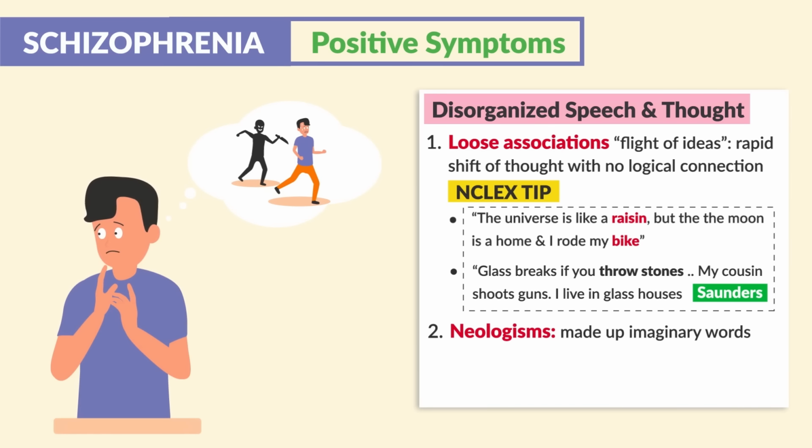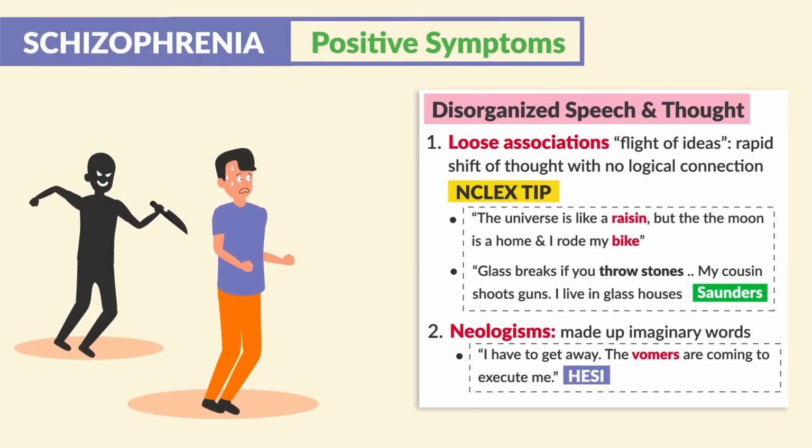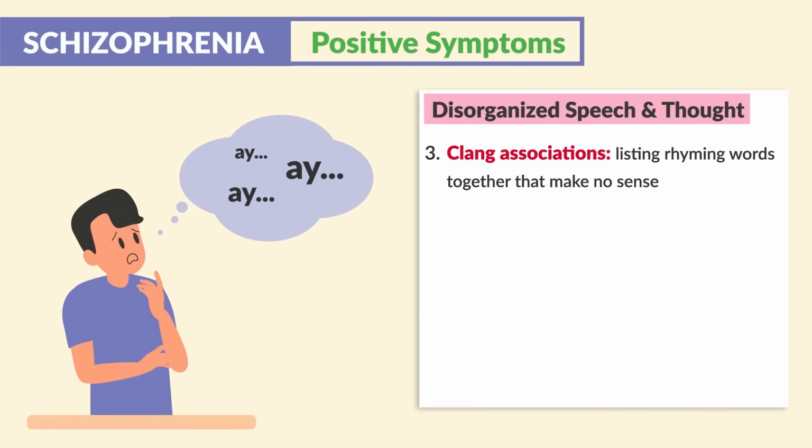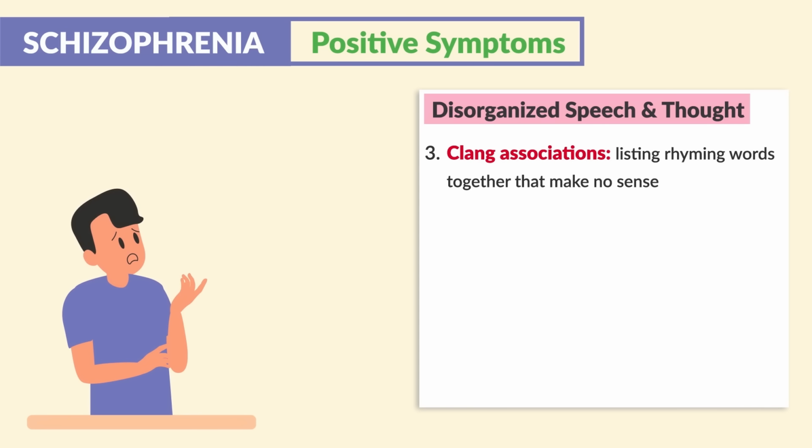Now, number 2 is neologisms, made up imaginary words. For example, Hesi mentions, "I have to get away. The Vomers are coming to execute me." You see, Vomers is a made-up word. Number 3 is clang associations, listing rhyming words together that make no sense.